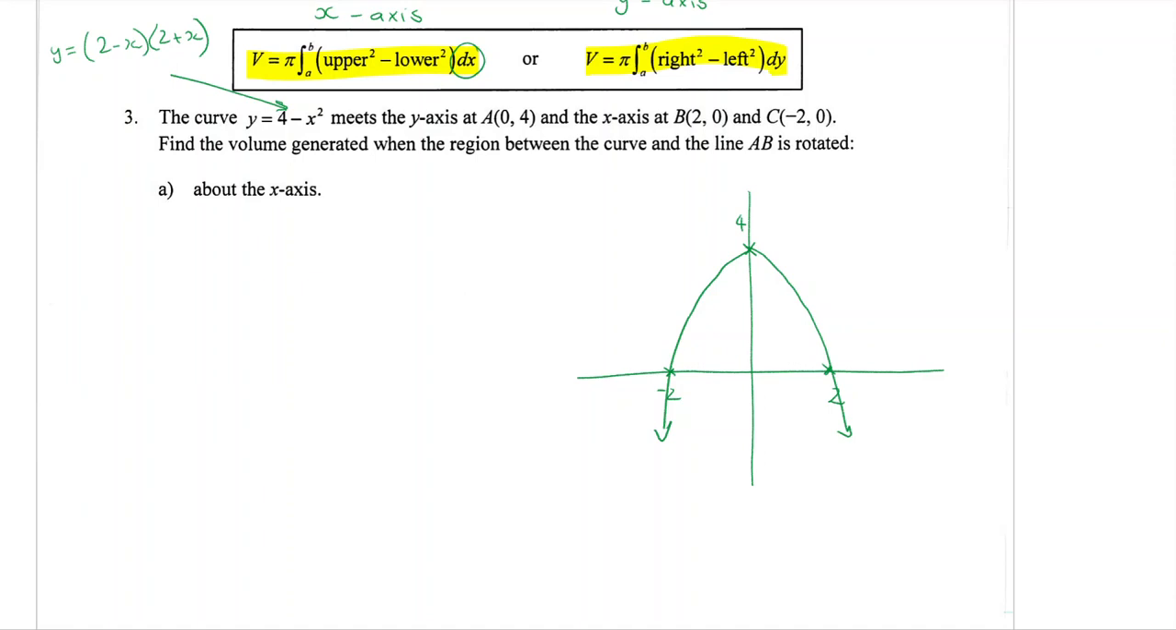So this curve meets the y-axis at 0, 4. So this is the point A here, which is 0, 4. And the x-axis at 2, 0, we already worked that out. So this is the point B, 2, 0. And C is going to be this one over here at negative 2, 0.